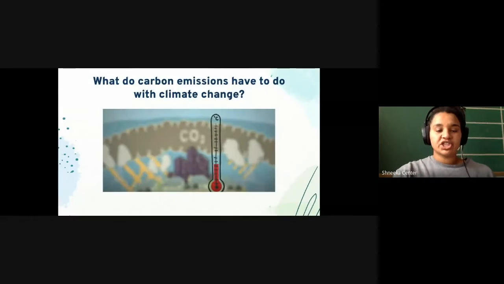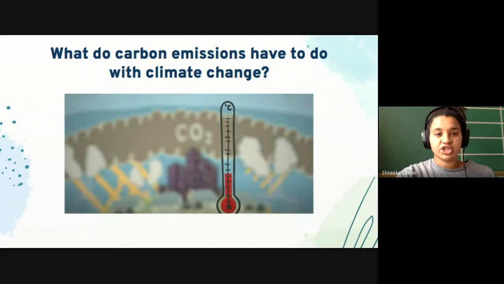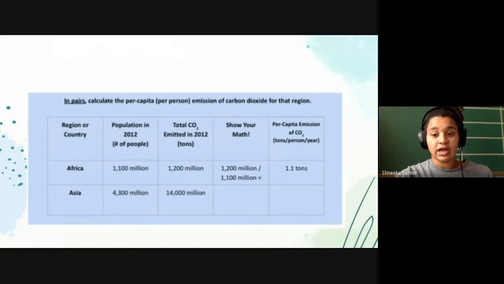Now that we're done watching the video, it's time to do some math. We're going to look at which country or region emits the most carbon, and thus which country or region is contributing the most to climate change. So to do that, we are going to use the chart provided for you in your notes. There's going to be 3 slides that have these charts on them, and you're going to fill out these 2 bottom boxes that show the math and then the final answer.